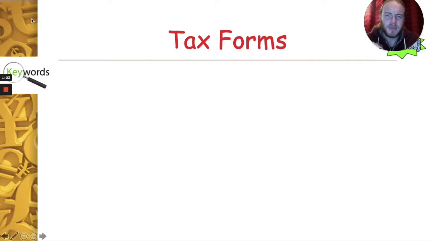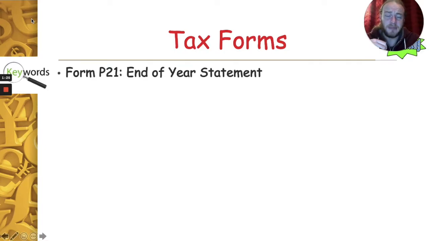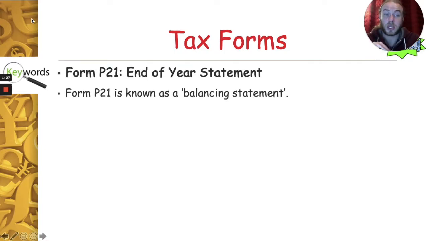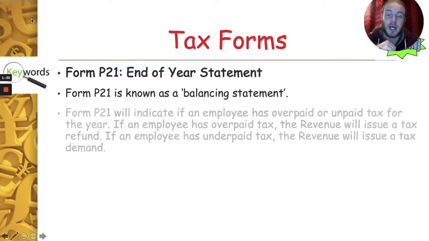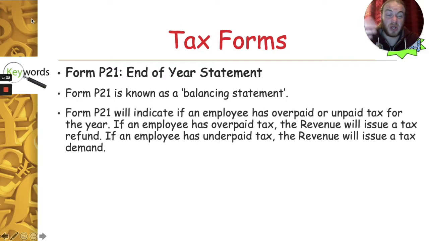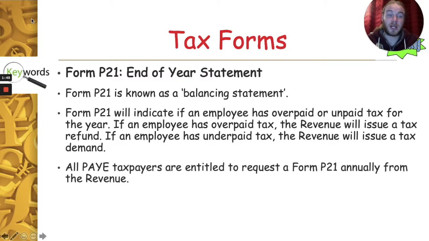So, the P21 then, okay, also known as the end of year statement, or colloquially referred to as a balancing statement. You can request it from the Revenue, and it's available from Revenue online. It tells you if you've overpaid or underpaid tax in the year. If you've overpaid tax, the Revenue in Ireland are really good. They'll issue a tax refund and give you the money back. And if you have underpaid tax, they will issue what's called a tax demand. Basically they tell you they're going to charge you extra tax over a period of the year or whatever to make up for the tax that you haven't paid.